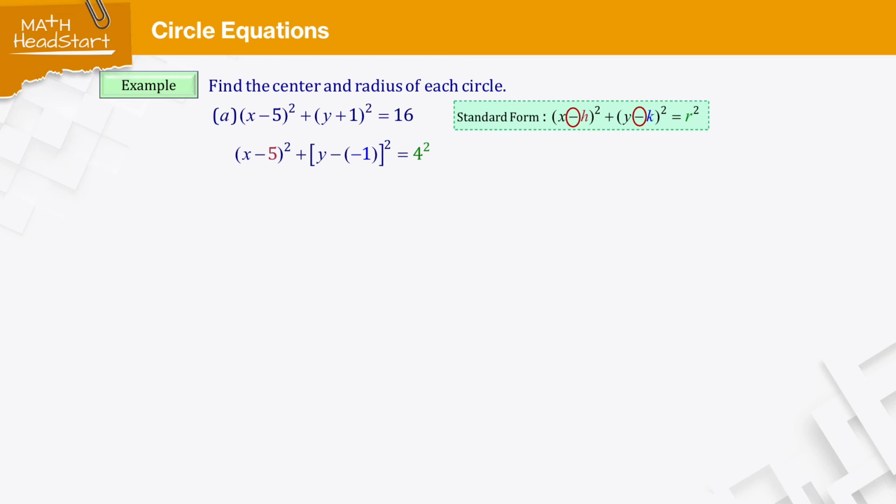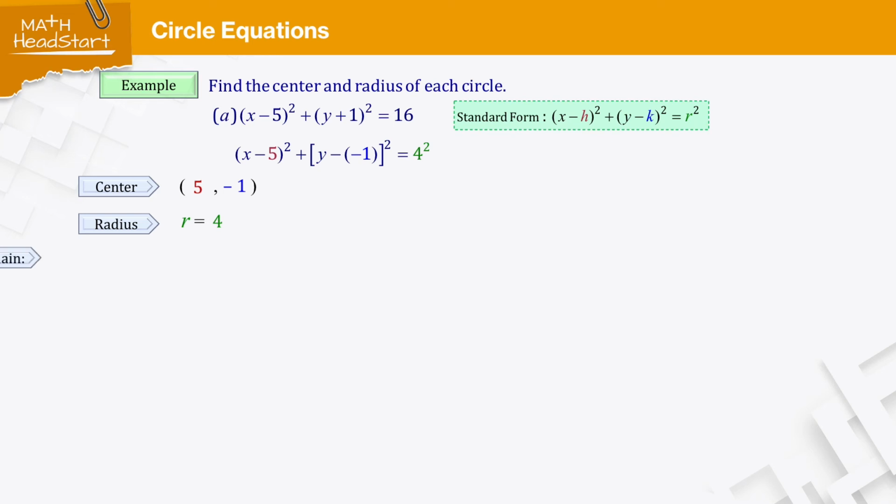The center is at 5, -1. Please make sure not to include the minus sign after the x or y and only take the h or k part. The radius r is 4, not including the squared part.